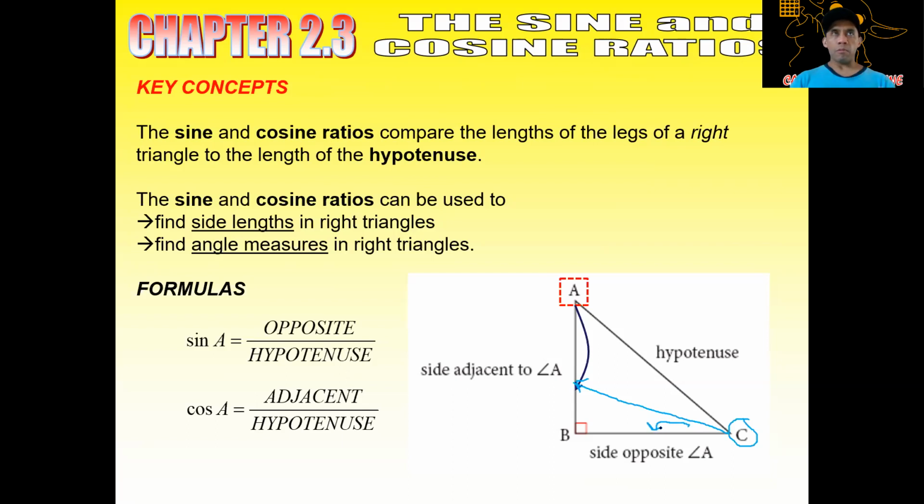Now, a common question is, how do we know which one is which? Just remember that the side that is opposite to a certain angle is the one that is directly across from it. That's why I've labeled this for angle C over here. The side across from it is going to be the opposite in this case, and this would be the adjacent there.